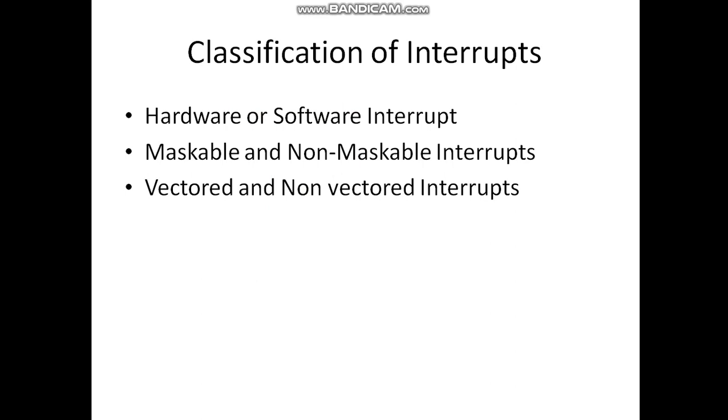Which are the different types of interrupts available in 8051? We can classify these in different ways. First one is hardware or software interrupt. The second one is maskable and non-maskable interrupts. And the third one is vectored and non-vectored interrupts.